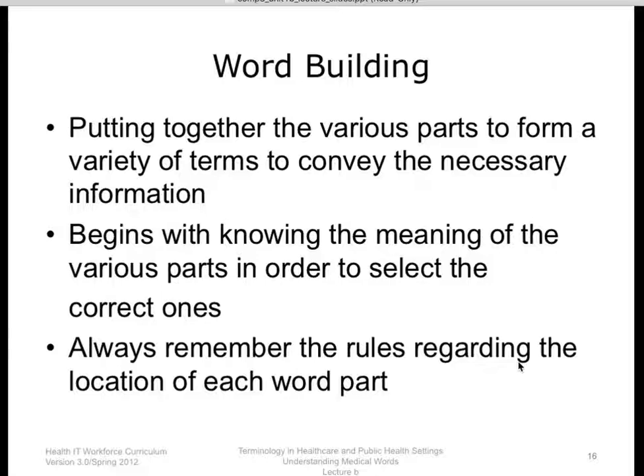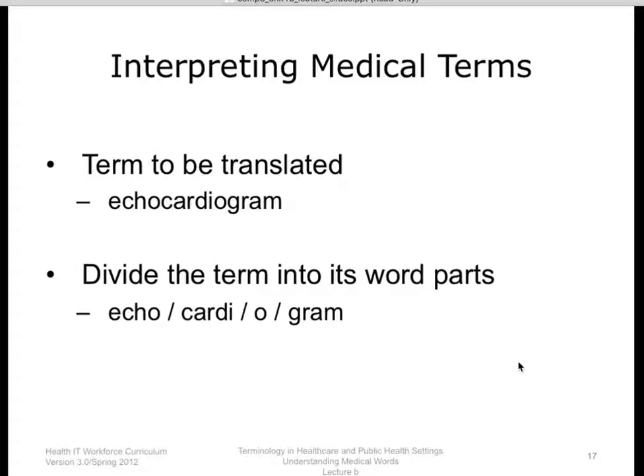Word building means being able to put together the various parts to form a variety of terms in order to convey the necessary medical information. It begins with knowing the meaning of the various parts in order to select the correct ones, and always remember the rules regarding the location of each word part. So let's try interpreting some medical terms we've just learned.